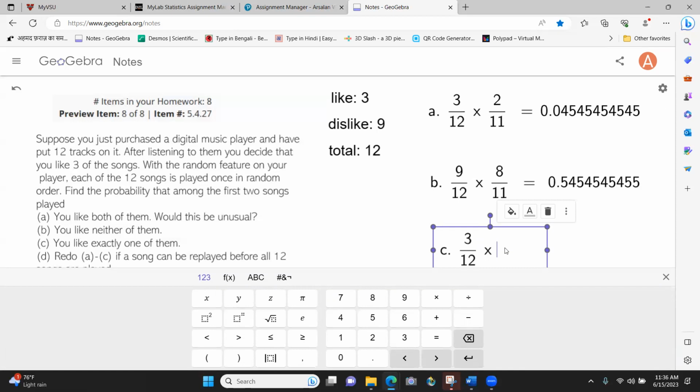And then how many bad songs do you still have? You still have nine. They played the first one out of 11 this time. I'm going to put it in parentheses. Okay, plus.